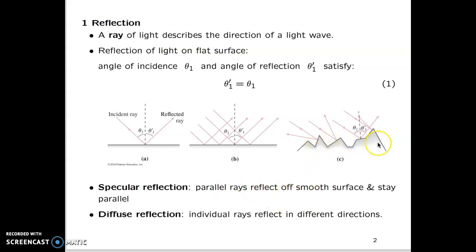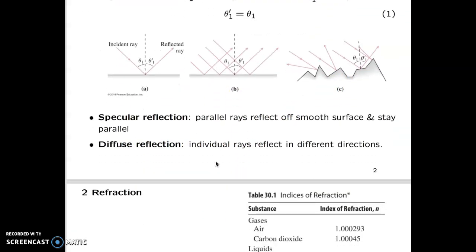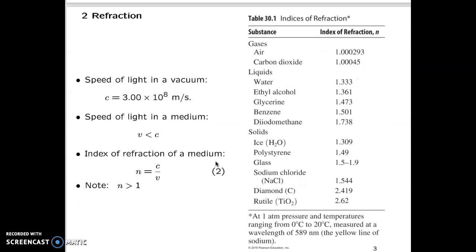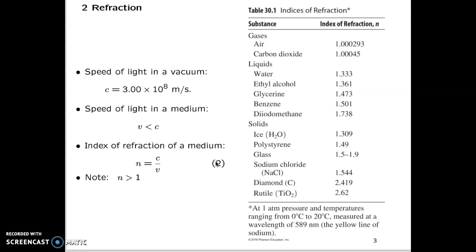Obviously, if you have a bumpy surface like the one shown in figure C, then the way the light gets reflected, it will get scattered in many different directions. We're not going to worry about this so-called diffuse reflection, only specular reflection. Okay, so that's reflection. Now let's go to the more interesting phenomenon of refraction.